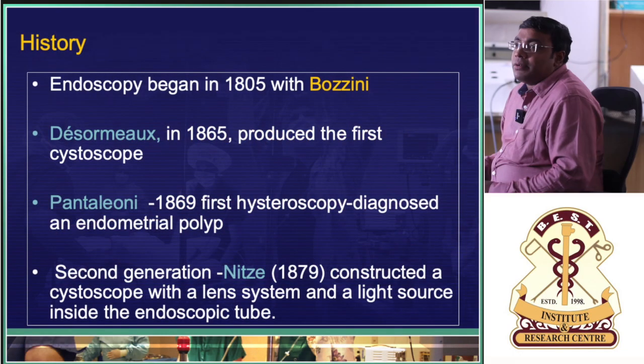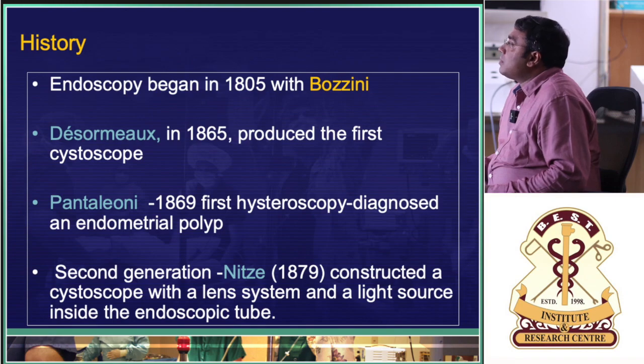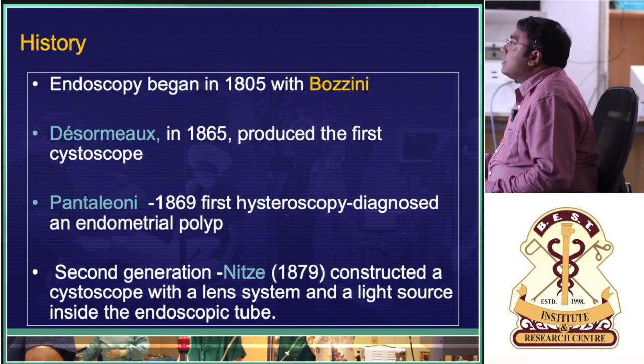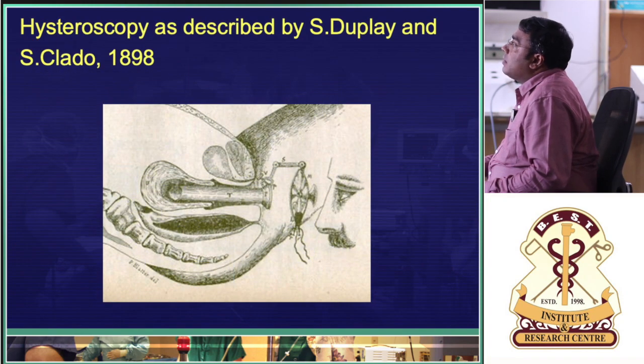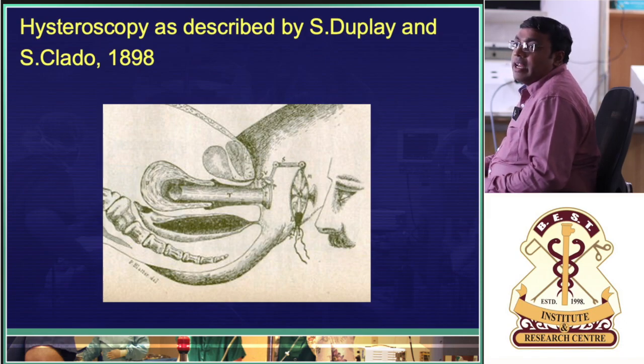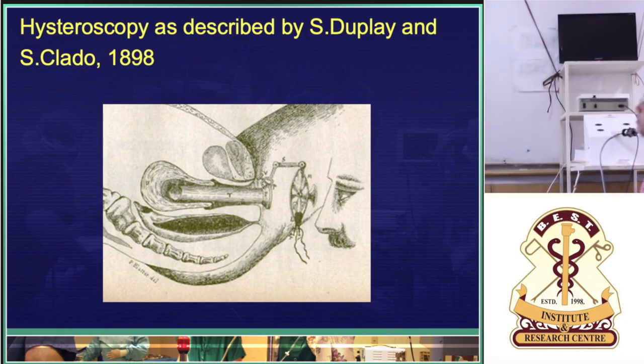So the history of the hysteroscope is almost dealt with. Whatever we use today are modifications of Nitze's cystoscopes. This is how big the sheath was earlier, and there was a light candle and then an eyepiece through which light would get reflected in and you would be able to see.